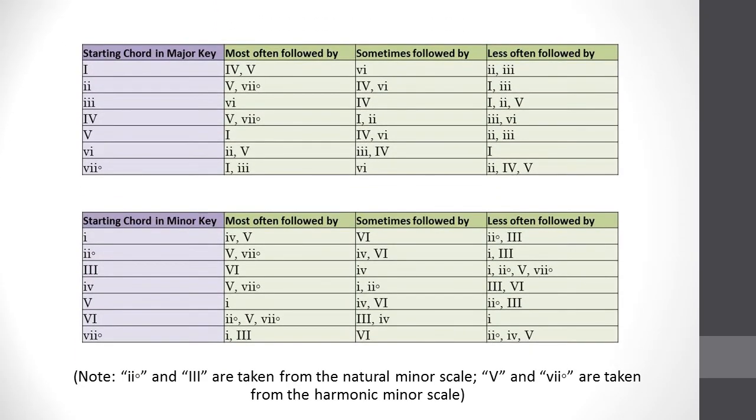Music theorists who have studied centuries worth of music have found that certain progressions are used more often than others. Here are 2 charts that illustrate this. The first is for major keys, the second is for minor keys. With so many possible progressions, you can see how the formula, tonic, predominant, dominant, tonic, is not a strict rule.